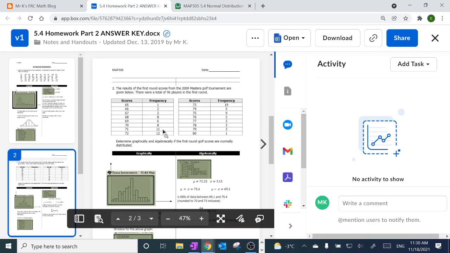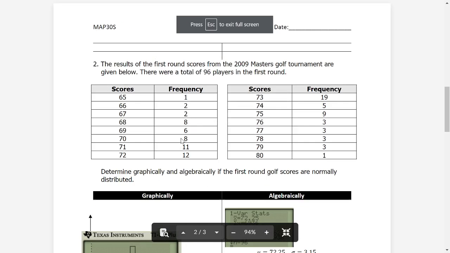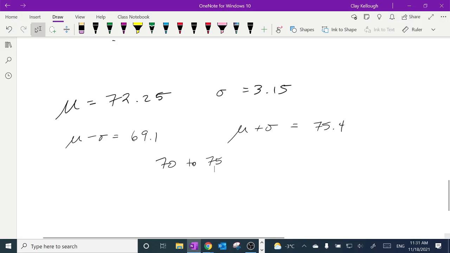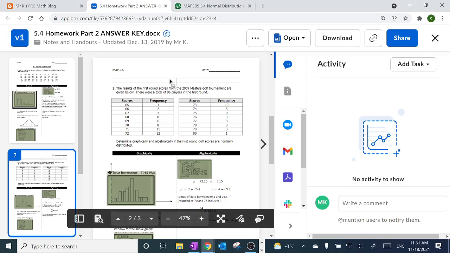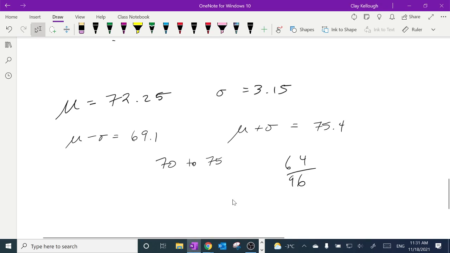So 8 plus 11 plus 12 plus 19 plus 5. If you add those numbers together, again, let me highlight them for you here a bit. So how many are between 70 and 75 inclusive? 8 plus 11 plus 12 plus 19 plus 5 plus 9. Add those numbers together, and you get 64 numbers. It said in the question that there were 96 players.